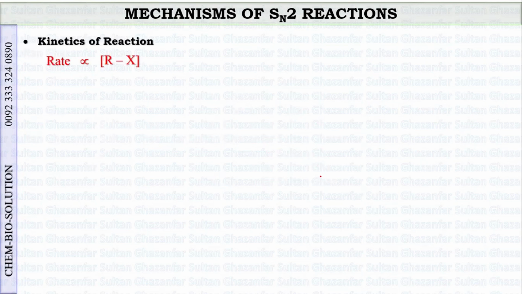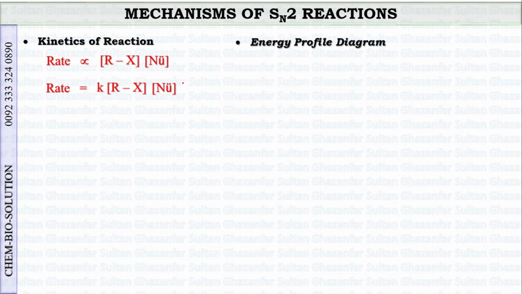Now see the kinetics of this reaction. The rate of the reaction depends on both the alkyl halide and the nucleophile. So this is a bimolecular reaction. When we remove the sign of proportionality, the rate constant comes in. So this is the rate law. In this rate equation, you can see two molecules are present. That's why this is called a bimolecular nucleophilic substitution reaction.